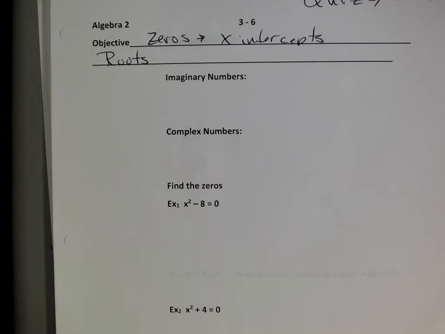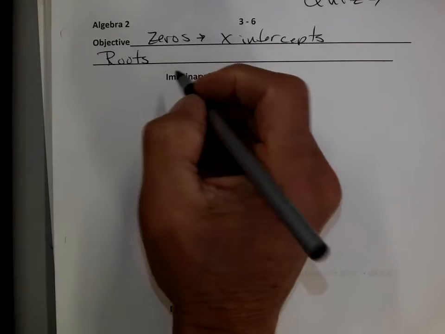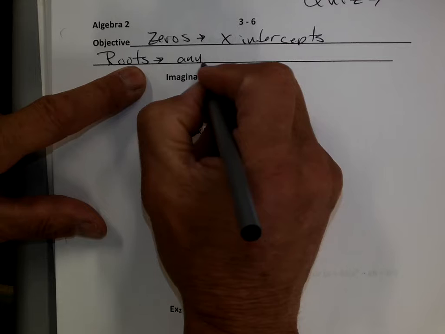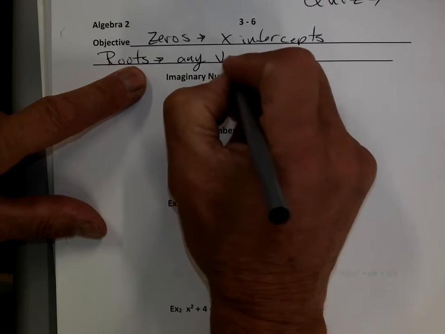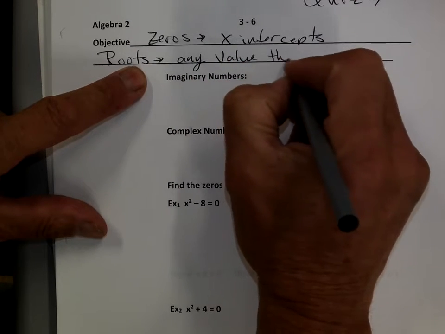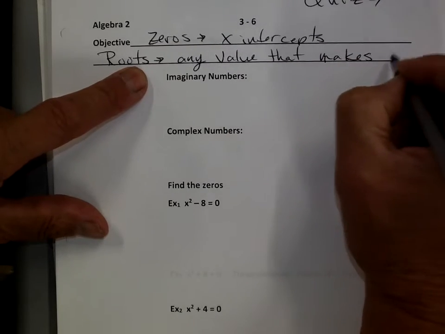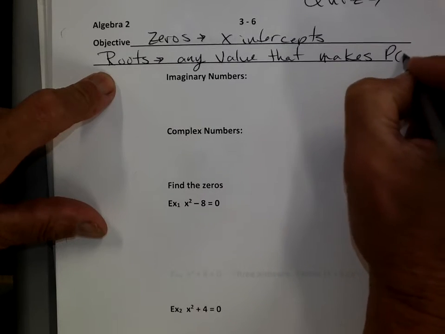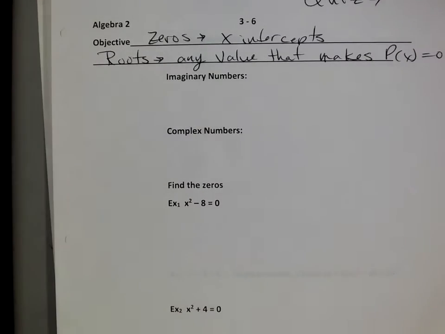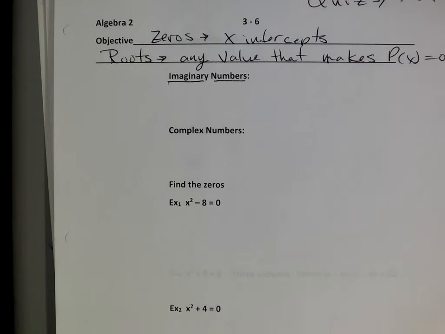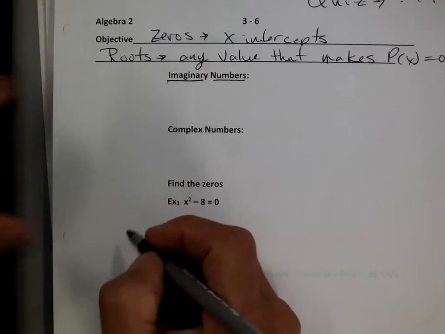The reason we talk about roots instead of zeros, okay, how do I explain this? Okay, roots are going to be any value that makes, let's use good handwriting, makes p of x equals 0. Okay, now that's important because sometimes we have imaginary numbers that are going to make things 0, but they're not x-intercepts. Okay, let me just show you a picture.